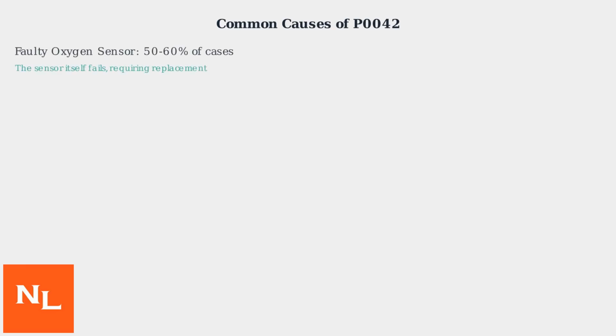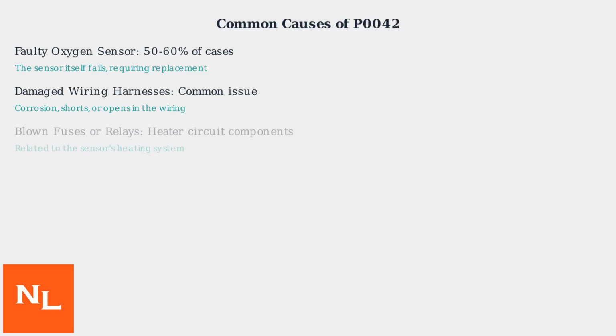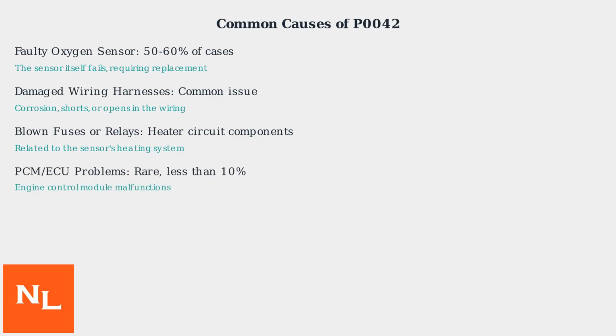The most common causes of the P0042 code include a faulty oxygen sensor itself, which accounts for 50 to 60% of cases. This requires replacement of the sensor. Damaged wiring harnesses are another frequent issue, often due to corrosion, shorts, or opens in the electrical connections. Blown fuses or relays related to the heater circuit can interrupt the power supply to the sensor. Problems with the PCM or ECU are rare, occurring in less than 10% of cases, but can cause control issues. Environmental factors like moisture can also contribute to circuit failures over time.